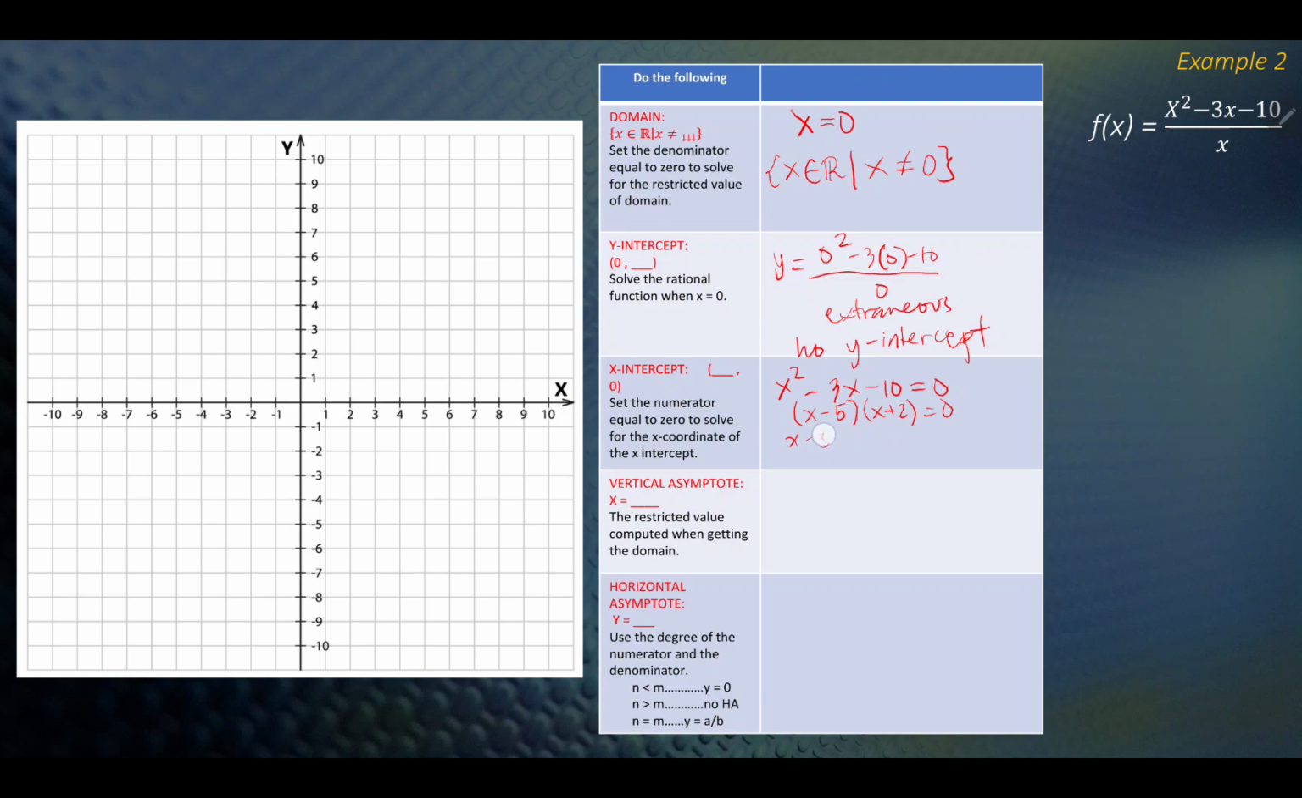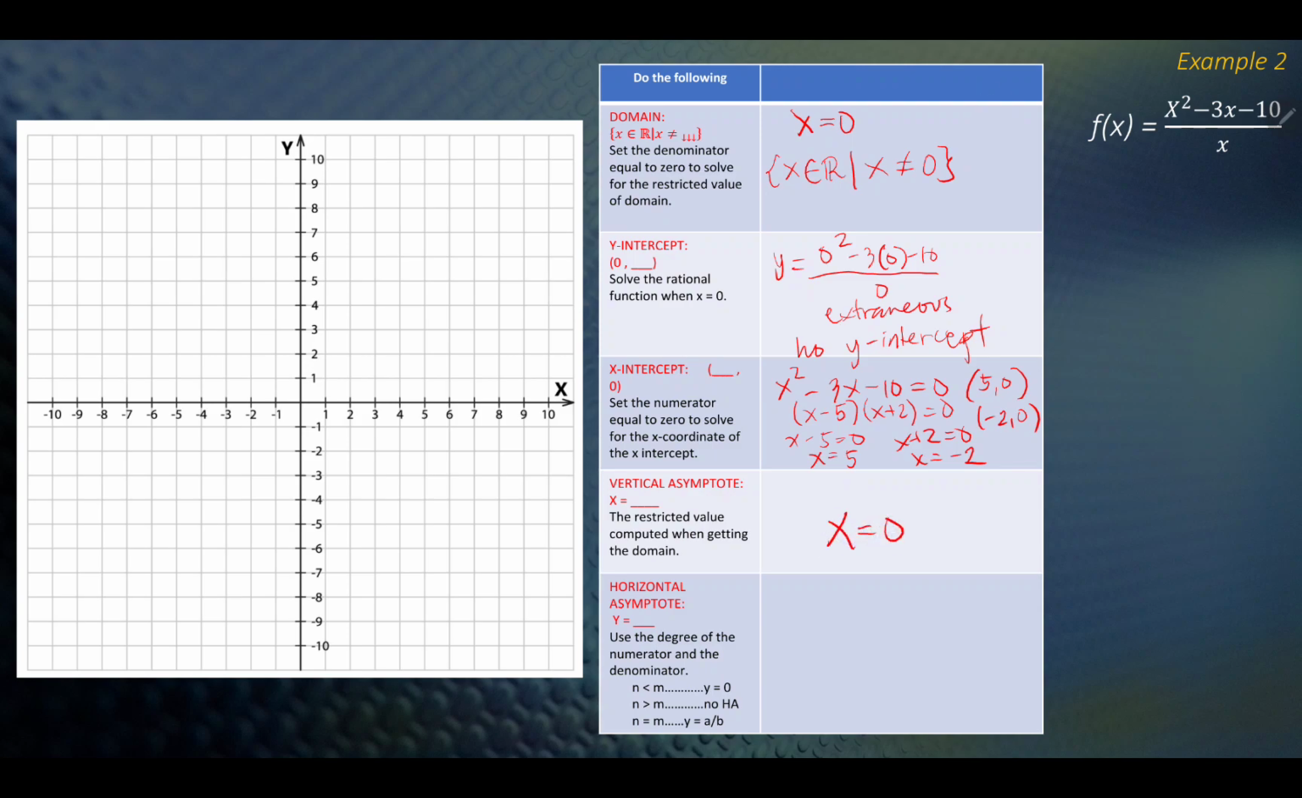So for x minus 5 equals 0, we have x equals positive 5. And then for x plus 2 equals 0, we have x equals negative 2. So it shows two possible values of x. Therefore, we have two x-intercepts. We have 5, 0, and negative 2, 0. For the vertical asymptote, the restricted value, again for the domain, is x equals 0.